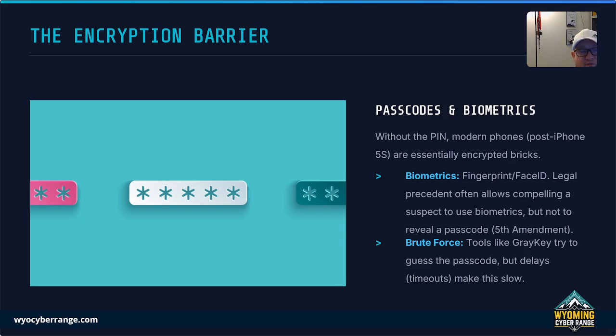You can also refuse by saying, I plead the Fifth. In other words, I don't want to self-incriminate. The other thing is brute forcing. If we don't have a tool, we can use things like GrayKey to attempt to guess the passcode, but it has built-in delays and timeouts that make this a very slow process.